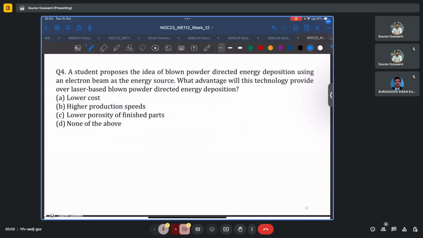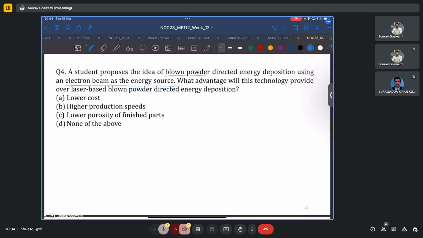Now, before comparing the various aspects of the two processes, if we carefully notice the question, it says, student has proposed the idea of blown powder directed energy deposition using an electron beam as the energy source. A blown powder DED process would imply that a carrier gas has to carry the powder into the chamber at the least, and there will also be other uses for inert gas in terms of shielding the optics, in terms of shielding the melt pool, and so on. Thus, there will be a significant amount of gas that is getting blown into the chamber.